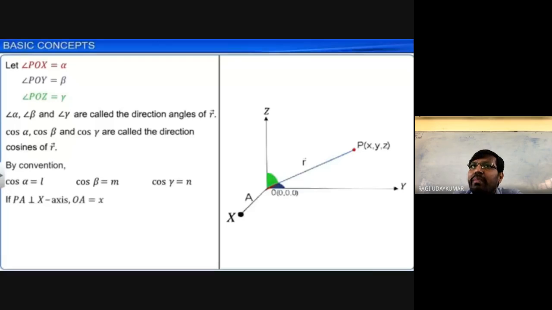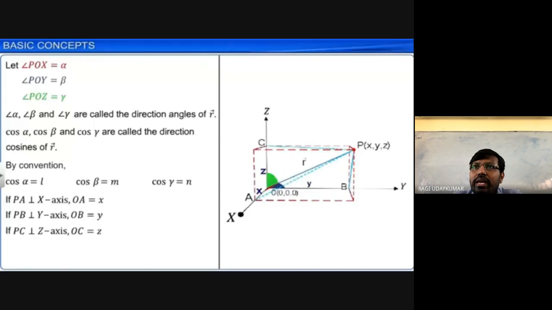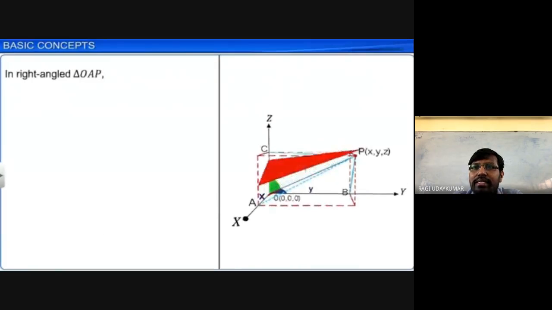If PA is perpendicular to the x-axis, then OA is equal to x. If it is perpendicular to the y-axis, OB is equal to y. And if PC is perpendicular to the z-axis, then OC is equal to z. So the distances OA, OB, OC are x, y, z of that point. See in this figure, I think very clearly you will come to know that. That's why vectors in 3D you have to learn like this, so that it is an easy task for you.